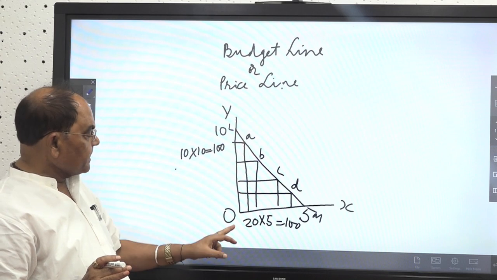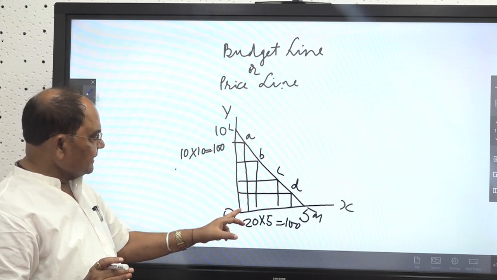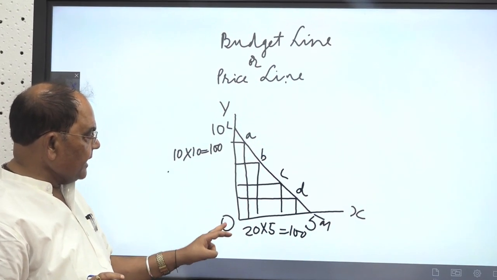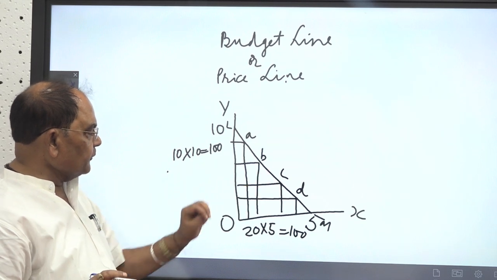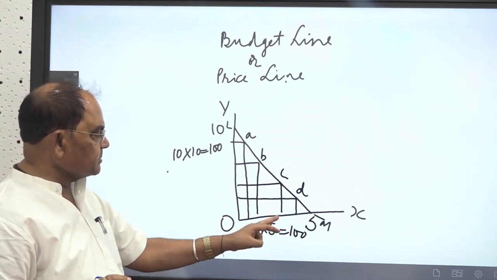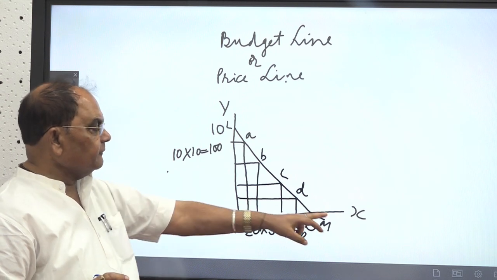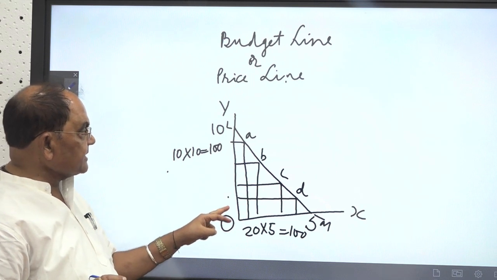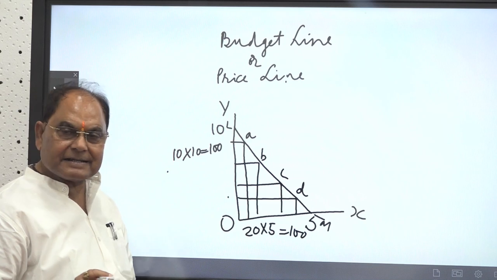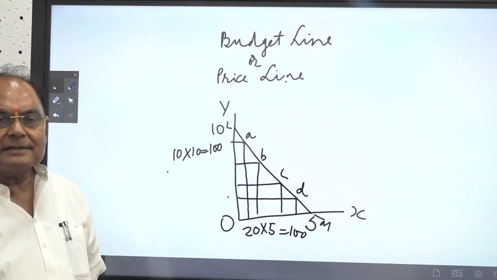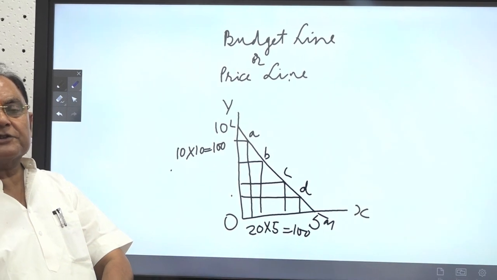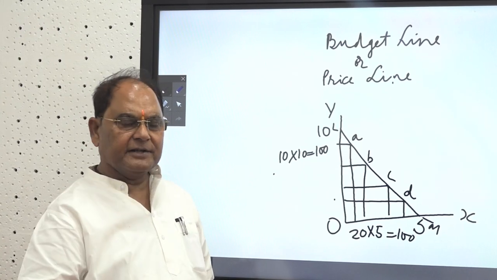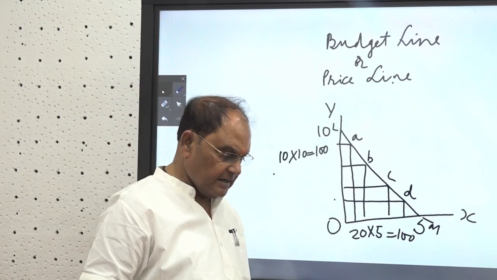If you are at A, then you are buying this much of Y and this much of X. If you move to B, then you are buying this much of Y and this much of X. If you move to C, then you are buying this much of Y and this much of X. And if you love X commodity more, then maybe you can go in for D, wherein you can buy very little of Y and a lot of X. This is the budget line. Why budget line? Because it shows the budget of an individual consumer to be spent on a commodity. This is how it is known as a budget line.